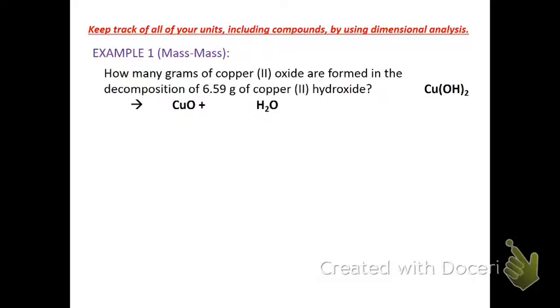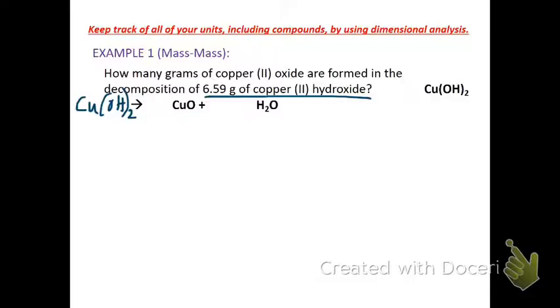Okay, so here's the first one. I'm sorry, I don't think it got that way on your paper, but it did on my slide. I have copper hydroxide decomposing to copper oxide and H2O. So to make this easier, I'm going to put this over here so we can see it all together. First thing I need to do is check to see if it needs to be balanced. And it doesn't. Sometimes you get lucky, and everything's a 1-to-1 ratio. So first thing we did was check to see if it's balanced. The given is 6.59 grams of copper 2 oxide.